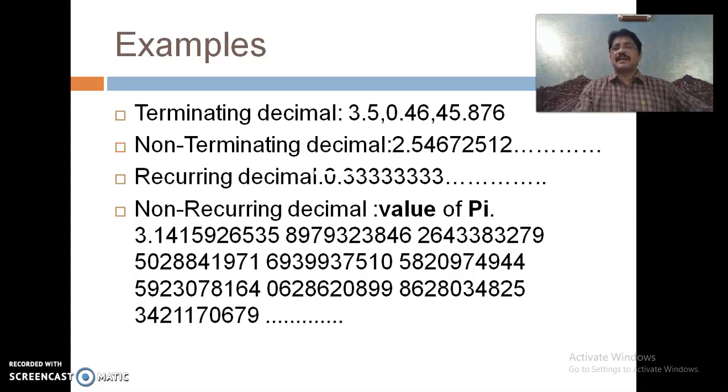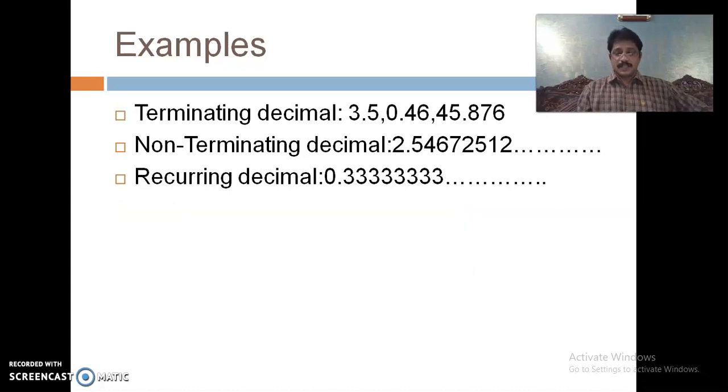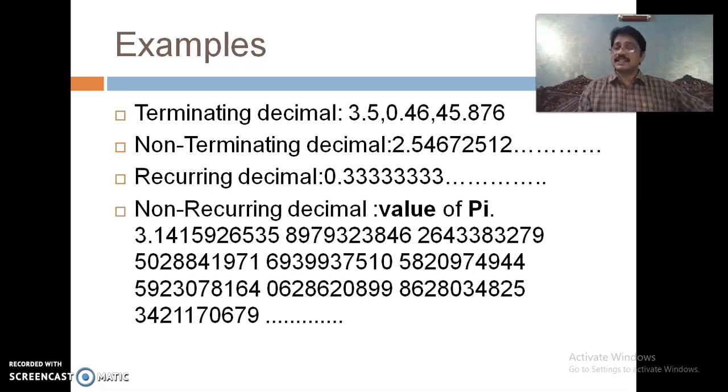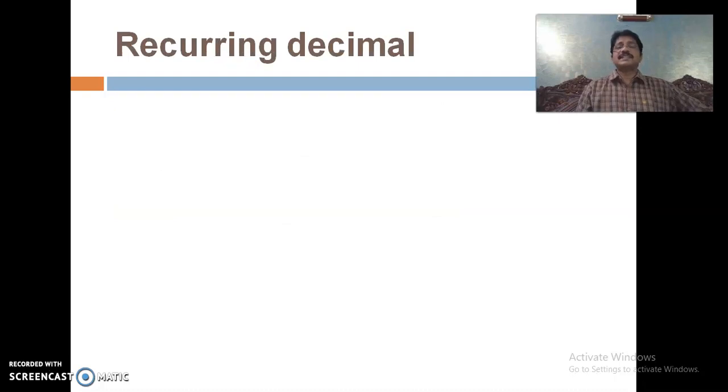When the value is given, you can identify whether it is terminating or non-terminating. If I ask you 0.6464646464 and so on, which kind of decimal is it? It's simply a recurring decimal. If you say 3.46, which kind of decimal is it? It's a terminating decimal. We can say very easily whether it is a terminating or non-terminating decimal, a recurring or non-recurring decimal. Clear? Okay.